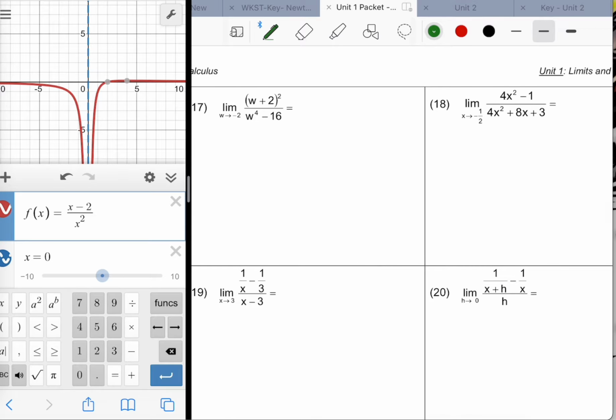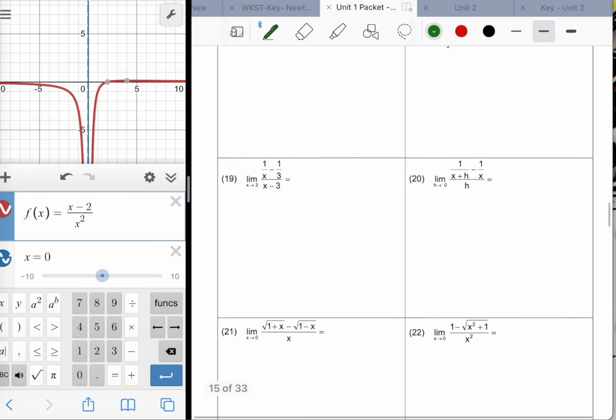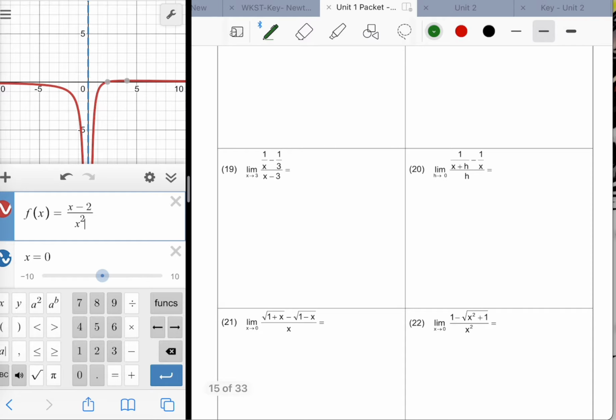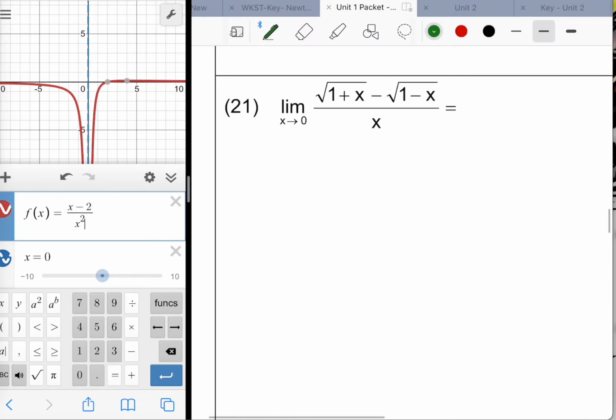Clear page. So let's take a look at number 21. Look at that puppy. I can take requests after I do this one. Fractions involving radicals are really not that bad. They just look terrible. They're very frightening.